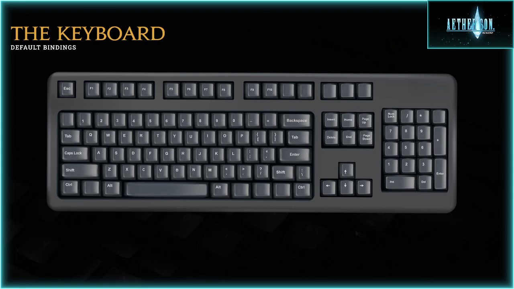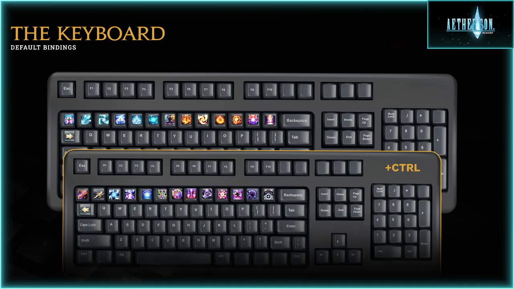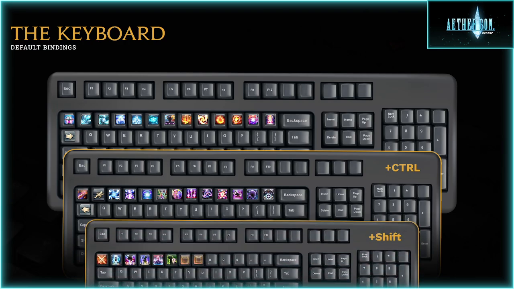So by default, the keyboard is going to put all your abilities across the top, and that's really hard to play with. Your fingers cannot reach the other end and do WSD at the same time. So the game will add Control as a modifier to get to even more abilities, and then even Shift to get to even more abilities. Unless you're a concert pianist, you're not really going to be able to play this effectively.